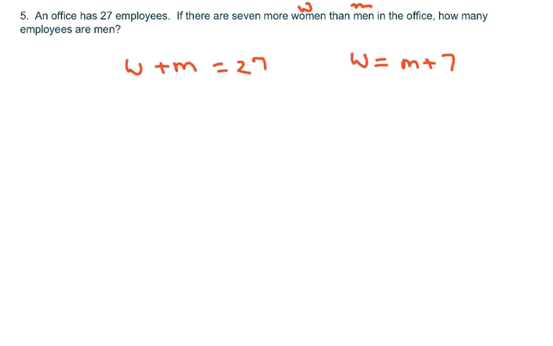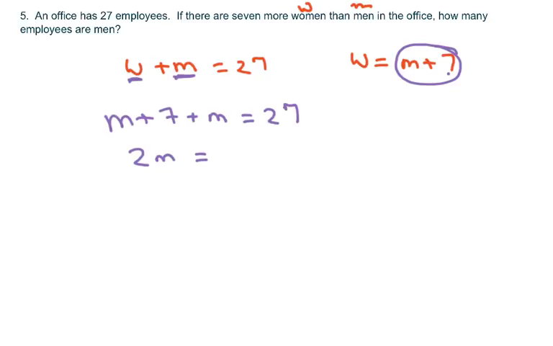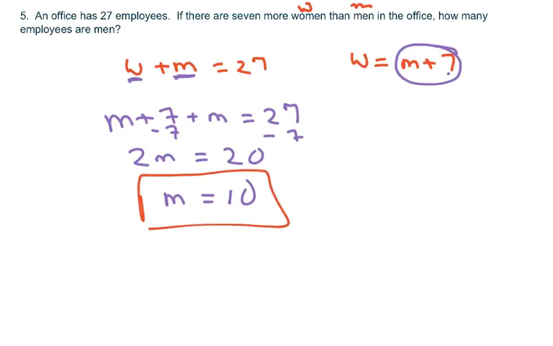So now I'm going to substitute. My W equals M plus 7. So I'm going to put that in this W. So we're going to do M plus 7 plus M equals 27. So you get 2M equals 20, if I subtract 7. So the total number of men is 10. And the reason this one's easy, it's not so much the setup, it's that you don't have to do extra steps. All right? The next step we're going to do is the same thing, linear equations, and it's going to be a little harder.